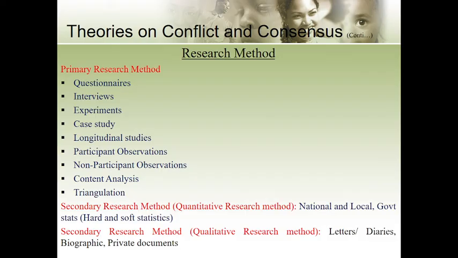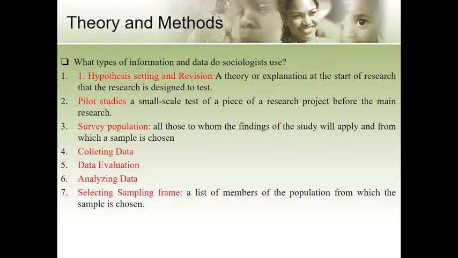While if we talk about secondary research methods in qualitative research, this is something you can find from letters, diaries, biographies of celebrities, or the private documents of any individual. But here the data can be biased. You can't rely on the letters, diaries, and whatever we mentioned over there, because the data can be biased. So this is all about chapter number 1, which is basically research theory and methods.